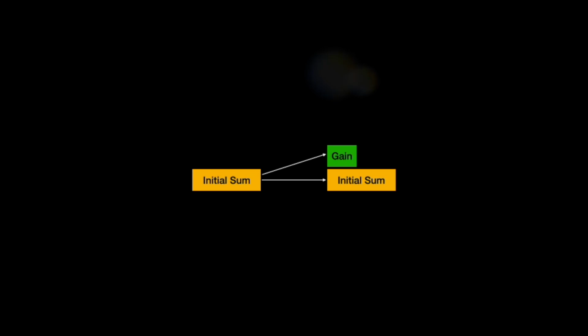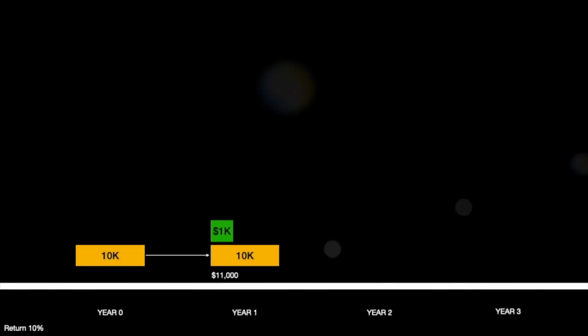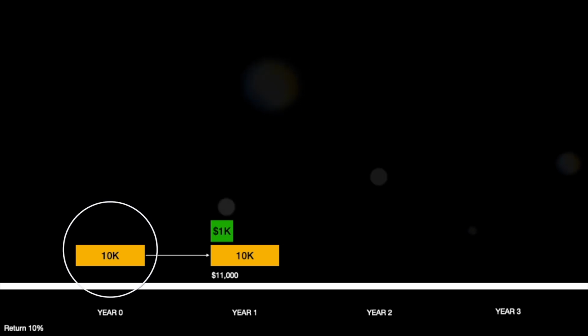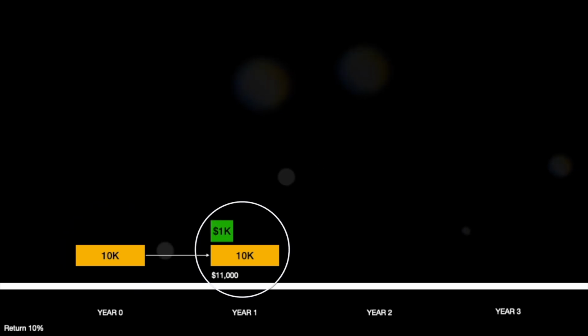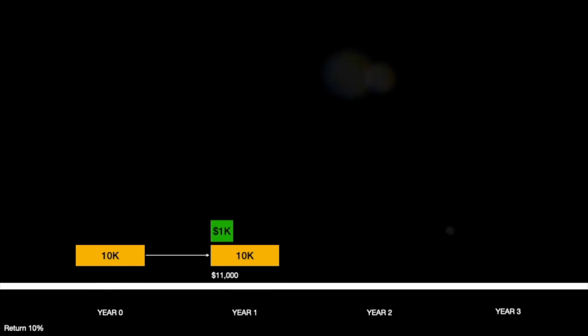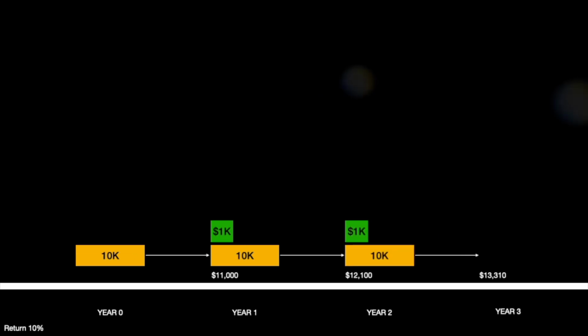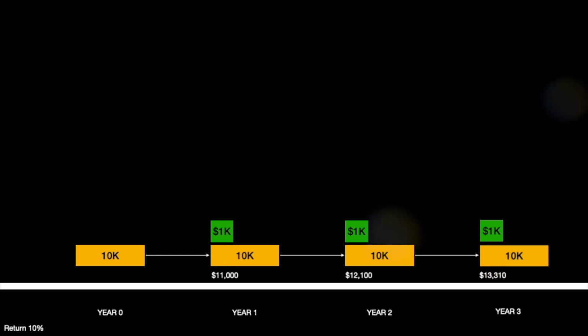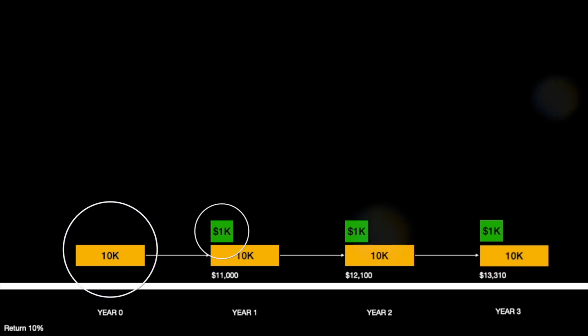In this next example, let's consider $10,000 being invested into an investment. For this investment, we are assuming a return rate of 10%. In this case, our initial sum is $10,000 and it grows to $11,000 by year one. That means for our $10,000 investment for 1 year, we got $1,000 worth of capital gains. This process continues into the future, and every single year, that initial $10,000 produces $1,000 of capital gains.